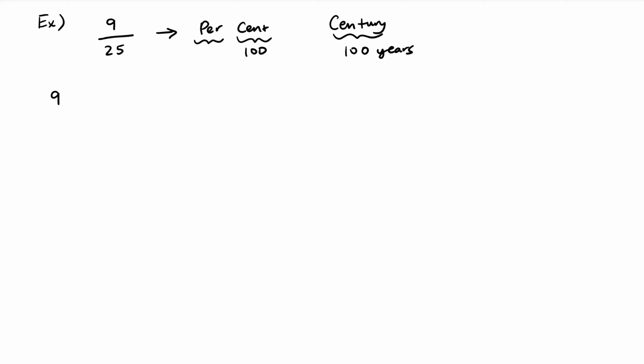Now, if we want to convert this into a percentage, one way that we could do that is we could make the denominator 100. So we could make this equal to something over 100. And to change this fraction so that the denominator is 100, we need to multiply by 4 over 4. So if we did that, 9 times 4 is 36, and 25 times 4 is 100. So now that our fraction is out of 100, we know that this is equal to 36%.